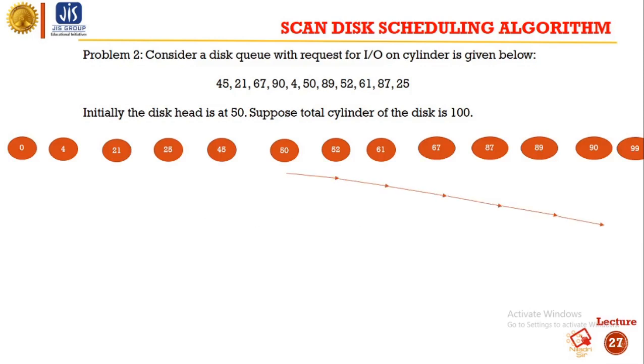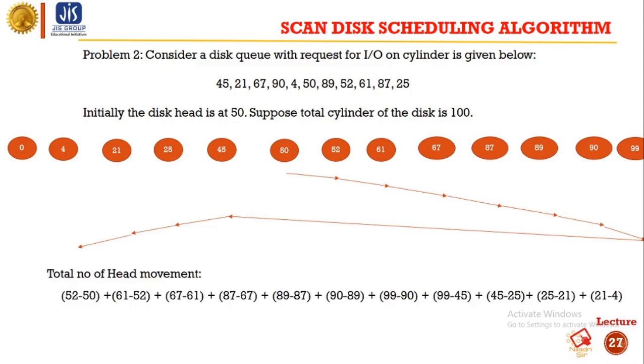Okay, so these are the movements. The total head movement is from 50 we will move to 52, so the total head movement is 52 minus 50. From 52 we will move to 61, so the total head movement is 61 minus 52. From 61 we will move to 67, so the total head movement is 67 minus 61.